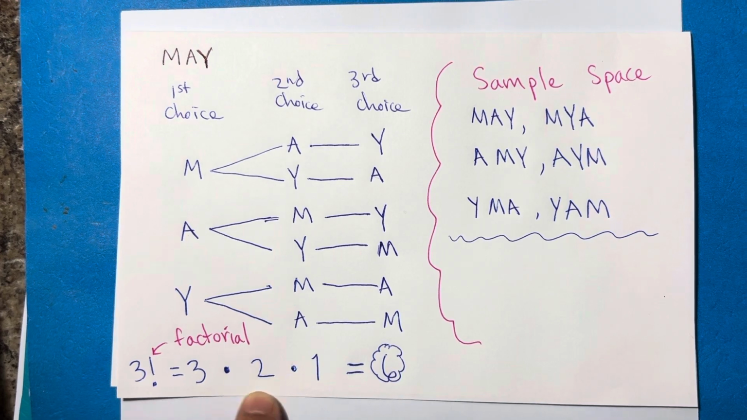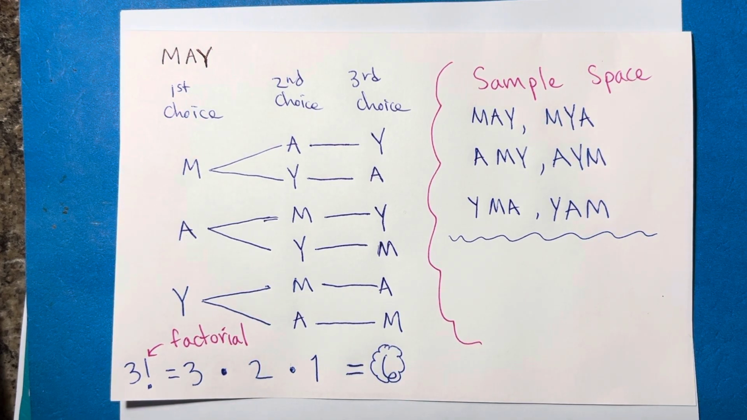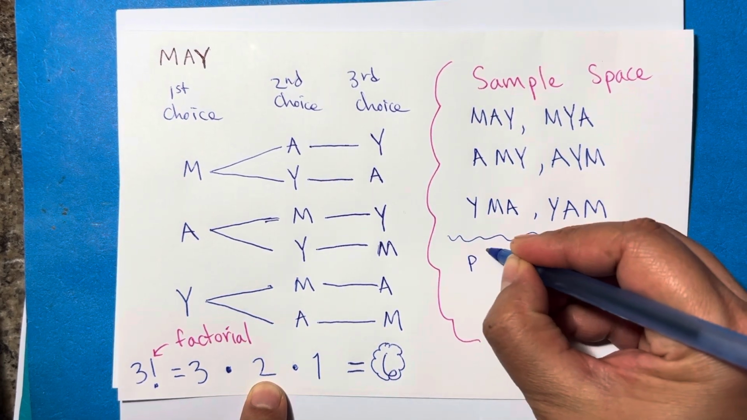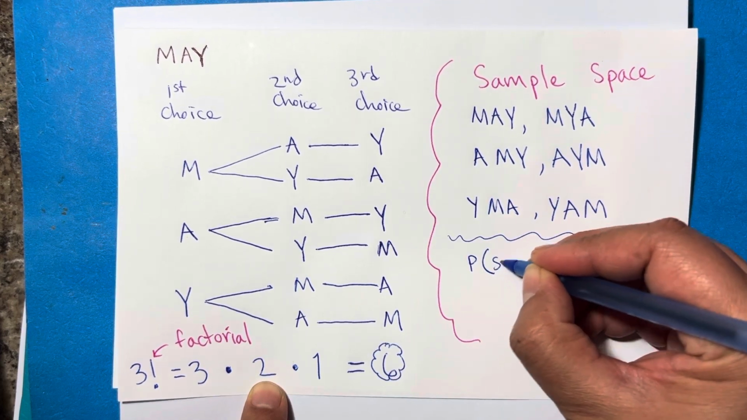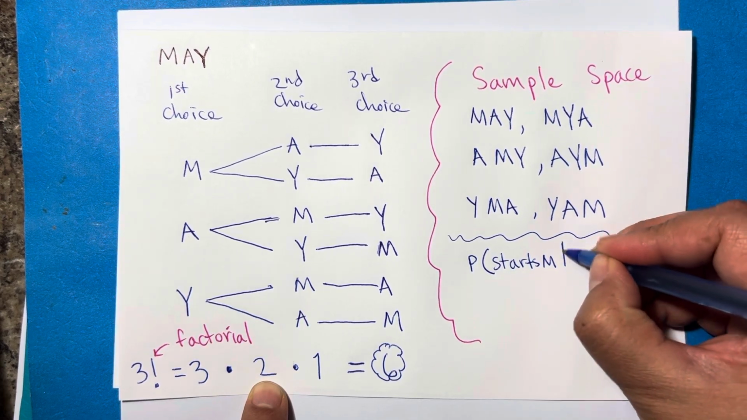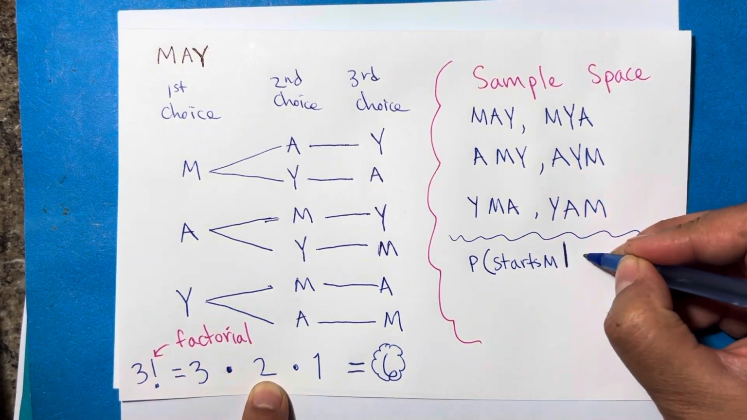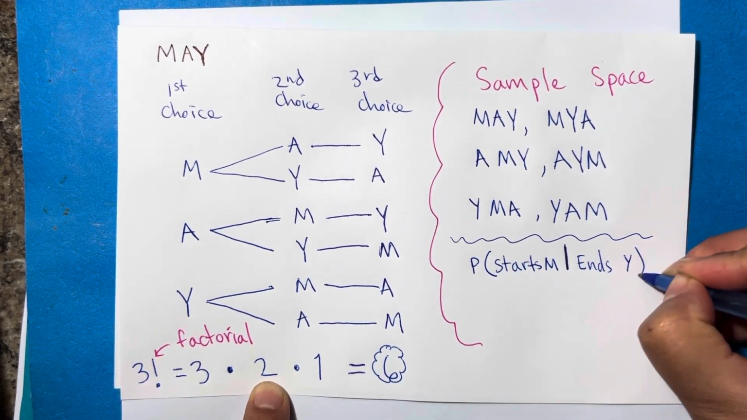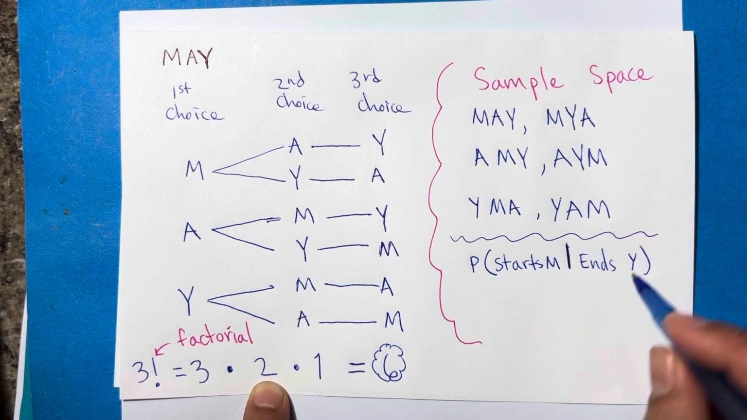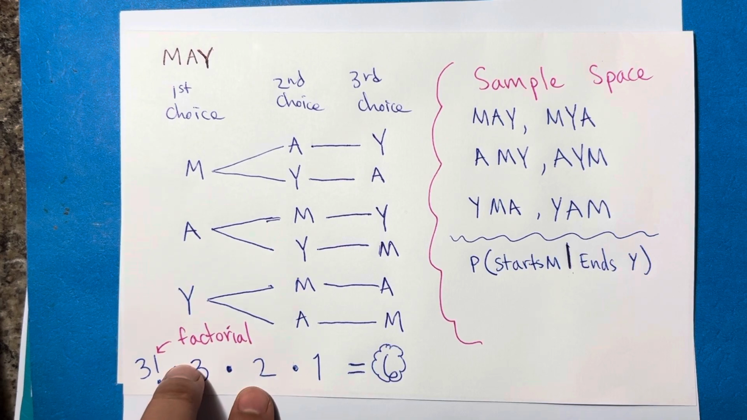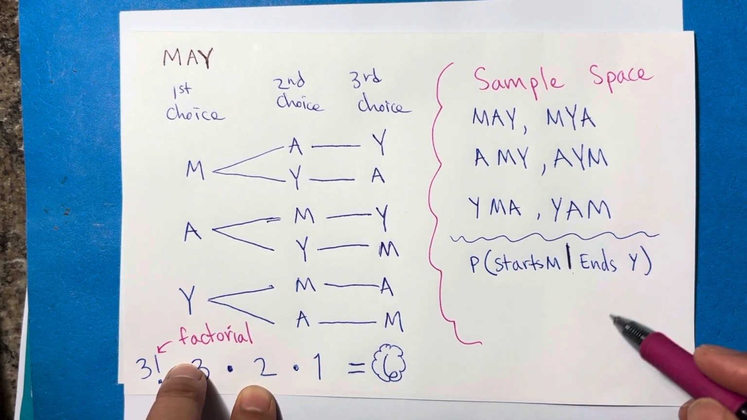Now, just to connect it to the previous lessons, it's not the previous one, it's 5.3 actually. What is the probability that it starts with M, knowing that it ends with Y? When it says knowing, this is conditional probability. It means that you're only going to choose from the ones that end with Y.